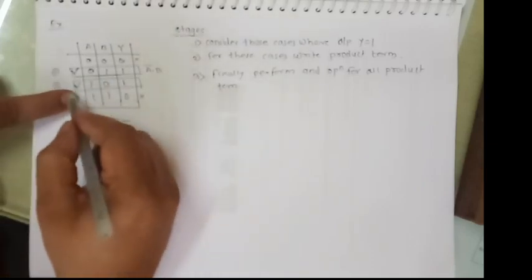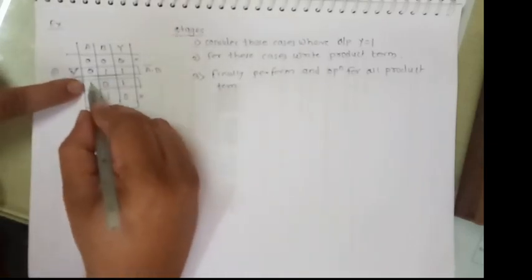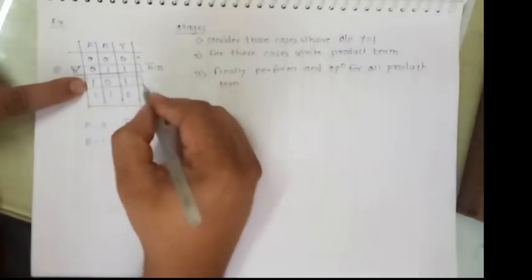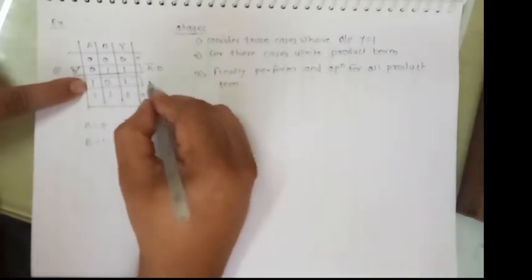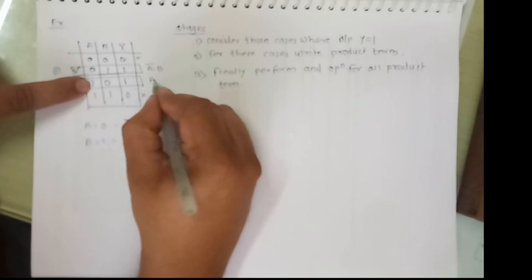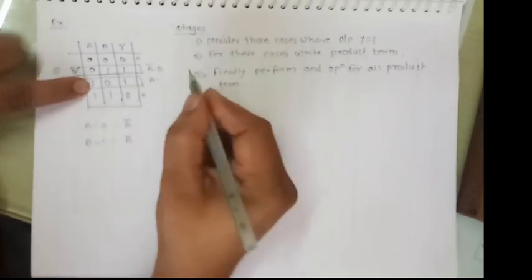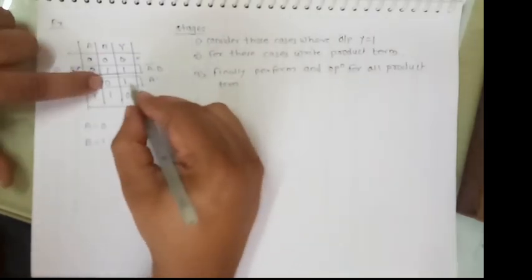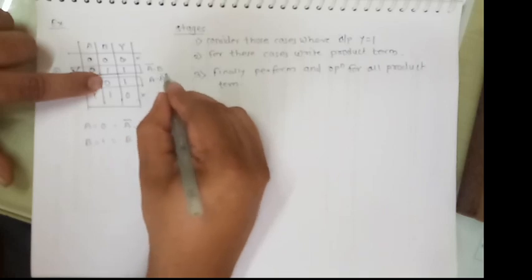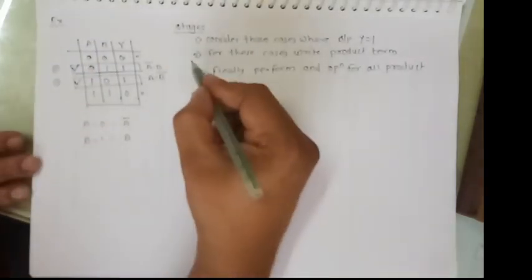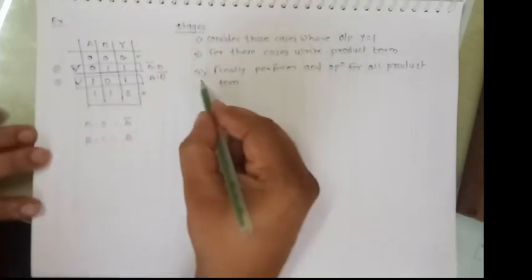So this is the first product term for the selected case. Then for case 3, the value of A is 1 and the value of B is 0. So value of A is 1 means it is A, into value of B is 0, so it is B bar. So we have completed the second step here.